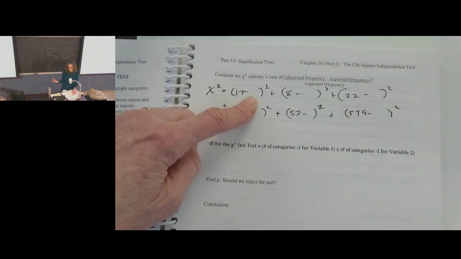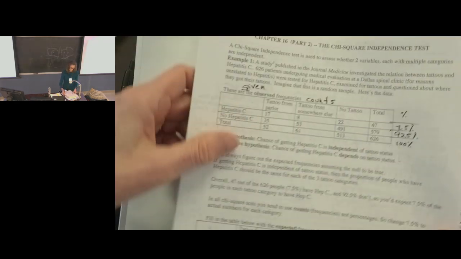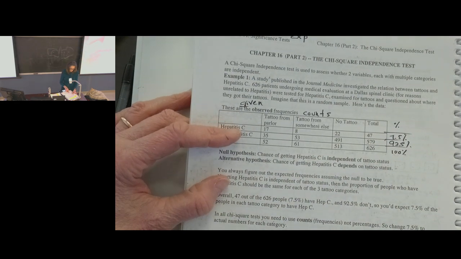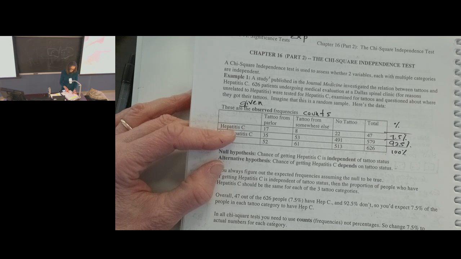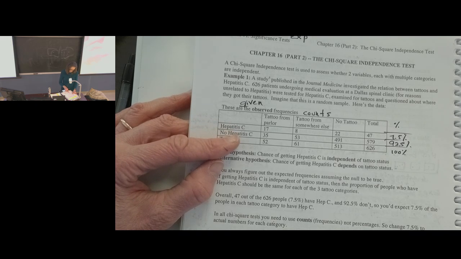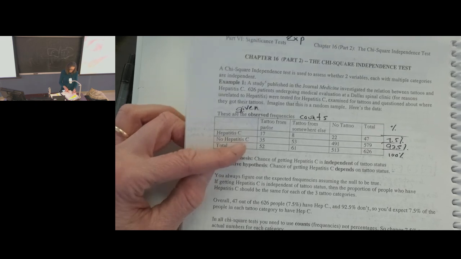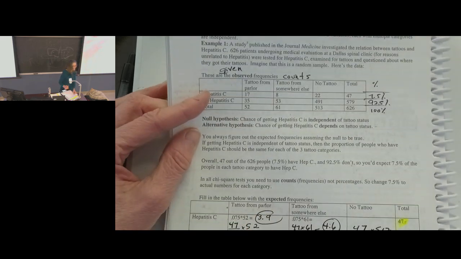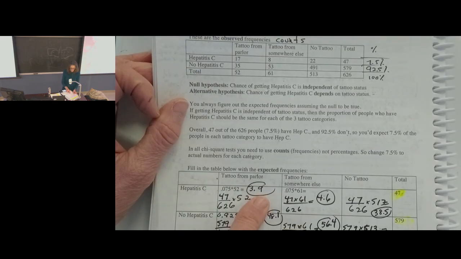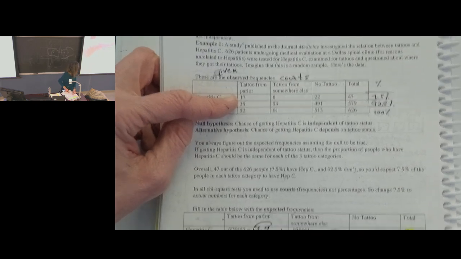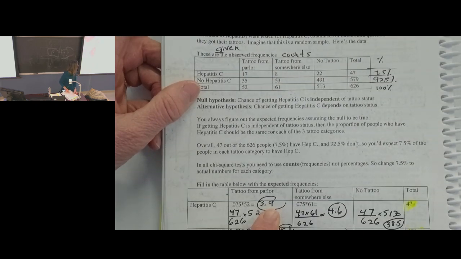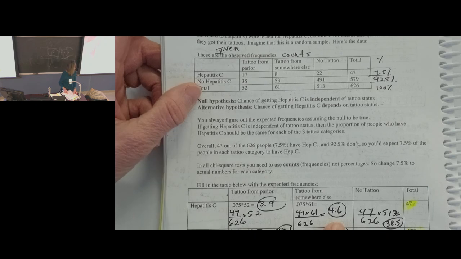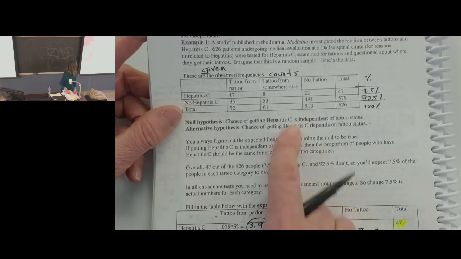Okay, so we didn't get 17. It's so much more fun to look at what the results were. From the parlor, we didn't get... where did we get more? We'd expect 3.9. We'd expect only 3.9. And look what we got, 17. That doesn't look good for parlors. We'd expect 4.6, and we got 8.